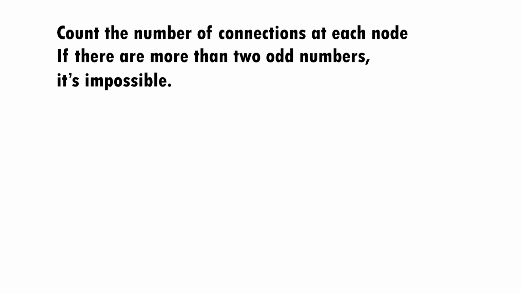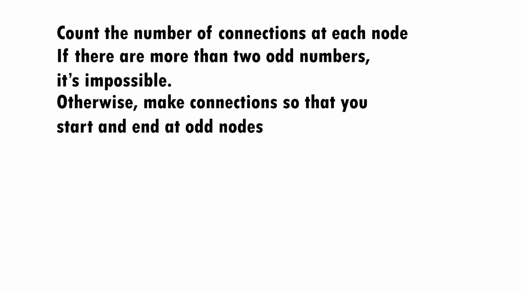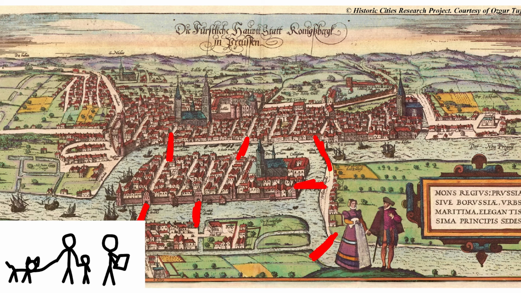To summarize, count the number of connections of each node. If there are more than 2 odd nodes, it's impossible. Otherwise, make connections so that you start and end at odd nodes. So, if you ever find yourself in the past in Koningsberg, you know you don't have to waste your time.